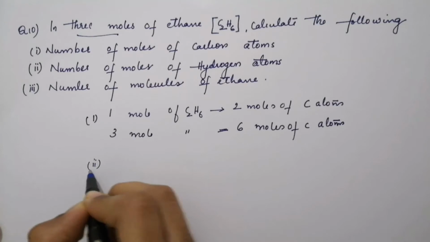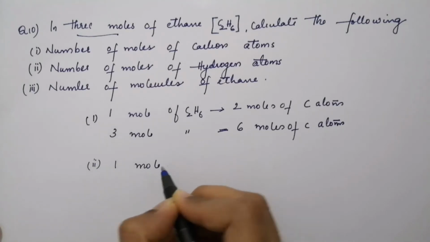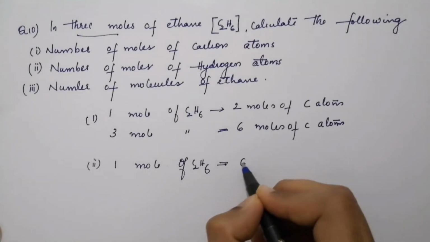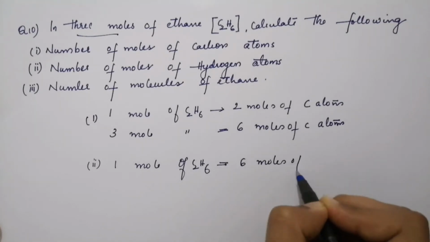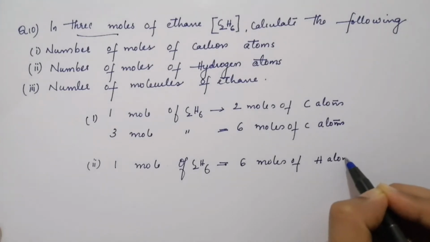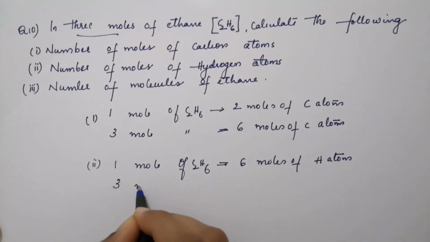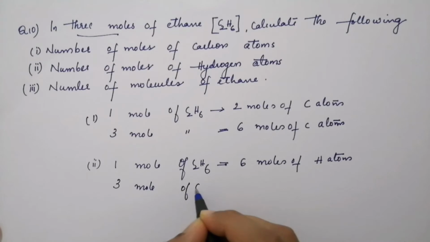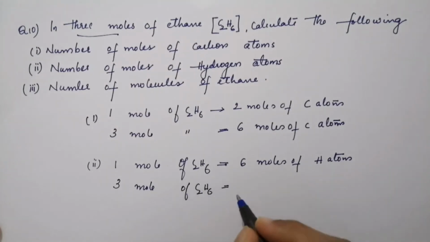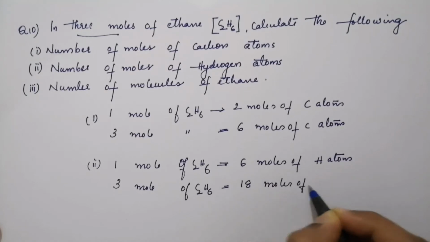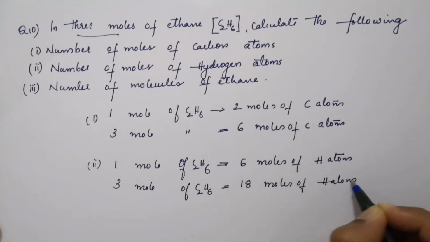Similarly, we know that in 1 mole of C2H6, we have 6 moles of hydrogen atoms because there are 6 atoms of hydrogen. So according to the definition of mole, we have 6 moles of hydrogen atoms. Now we have to find in the case of 3 moles of ethane. We multiply it with 3. So 6 into 3, that is 18 moles of hydrogen atoms. So this is the answer for the second question.